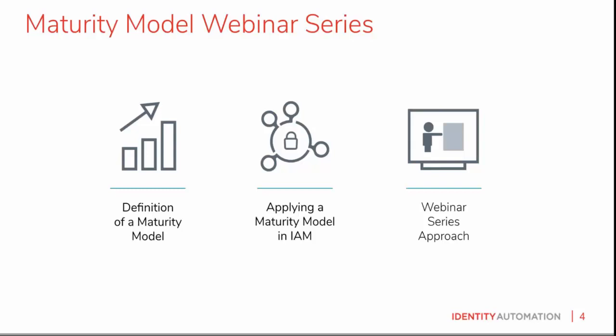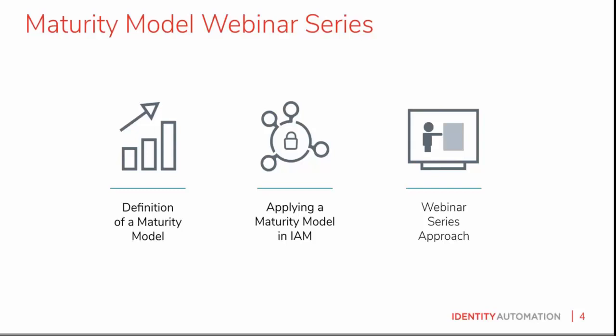Applying a maturity model to IAM is looking at various tenants within the IAM space, evaluating the current level for each tenant, and determining steps to increase capability to move to the next level. In this webinar series, we're going to focus on each of the core tenant areas of identity and access management and explore the various levels of maturity and capability in each tenant.